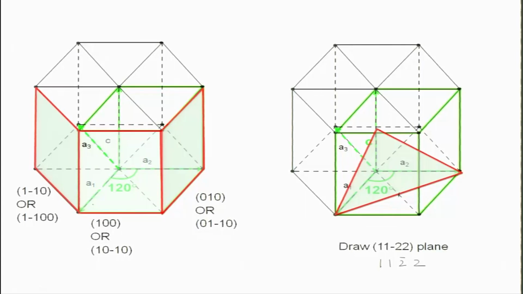If you wanted to draw, for example, 1 0 bar 1 0, you have one intercept along this direction, one intercept along minus this direction, and the other ones are parallel. So this is parallel to the A2 axis and the C axis. So this is 1 0 bar 1, it only has an intercept along A1 and minus A3 axis, nothing else.